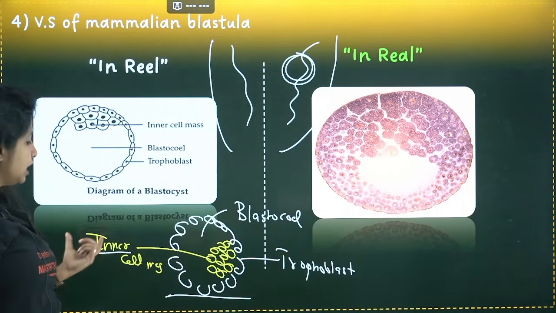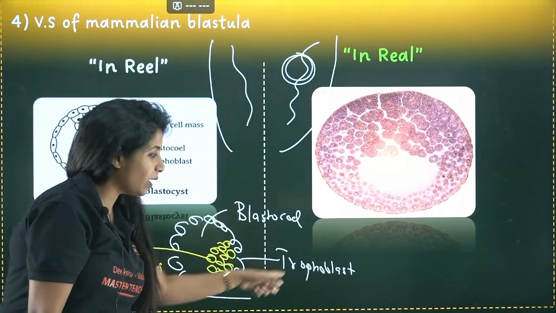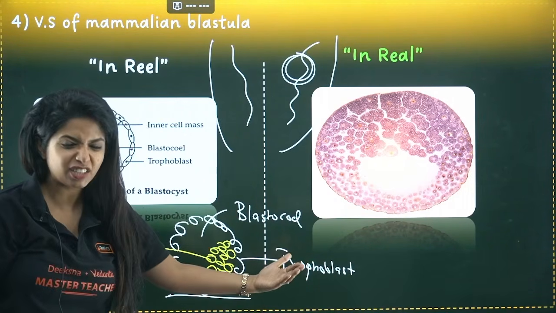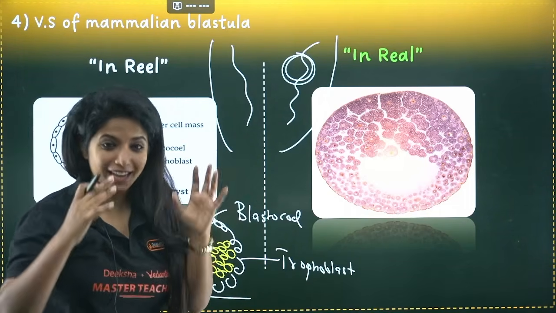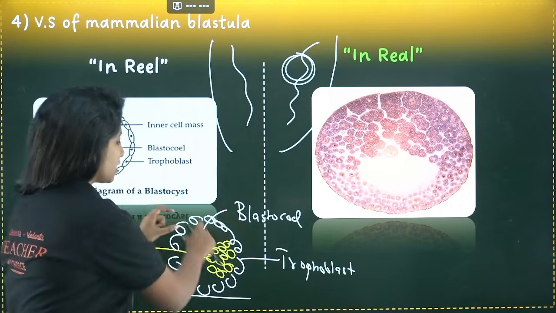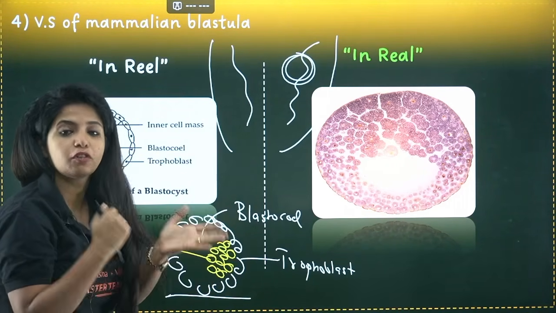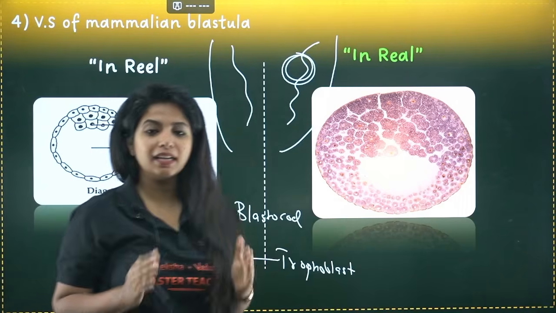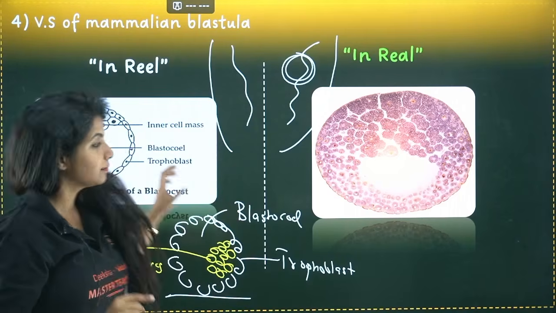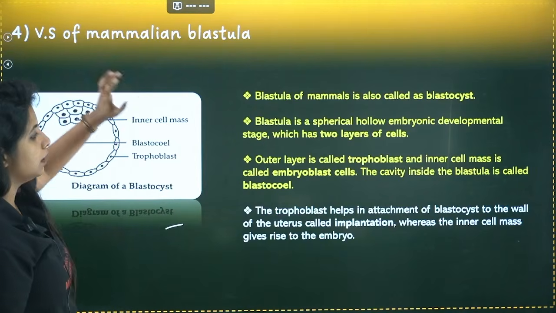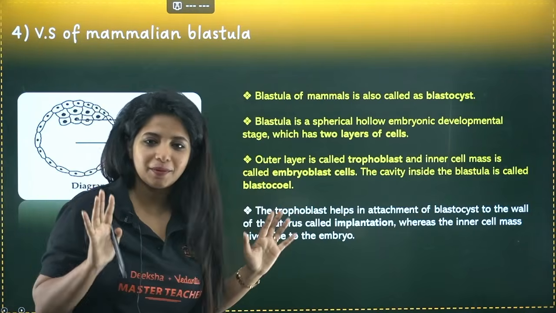What happens to the inner cell mass? The inner cell mass actually forms the embryo, the fetus actually, and the trophoblast helps in the formation of the placenta. It alone cannot make the placenta, it partially helps, okay? And the inner cell mass forms the fetus. That is why it is also known as embryo proper, or you also call it embryoblast cells. Done. This is the VS of mammalian blastula.